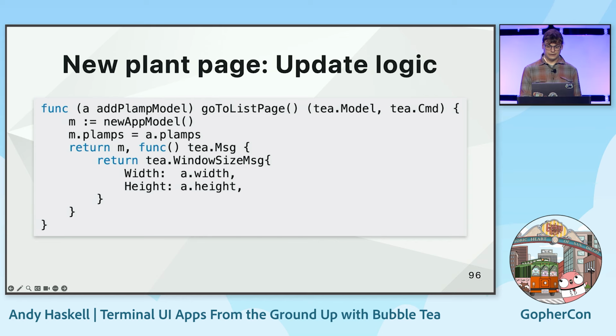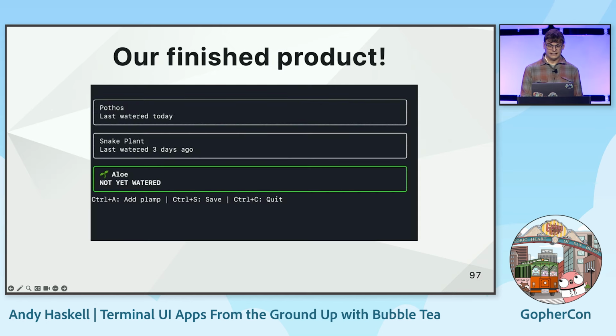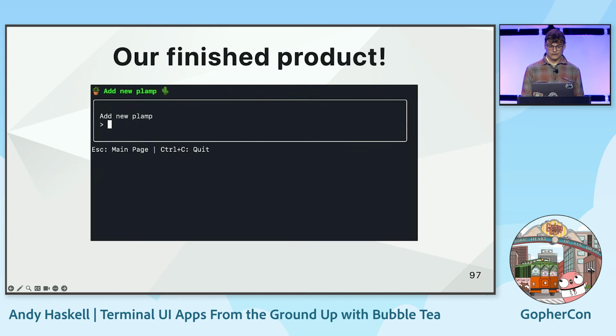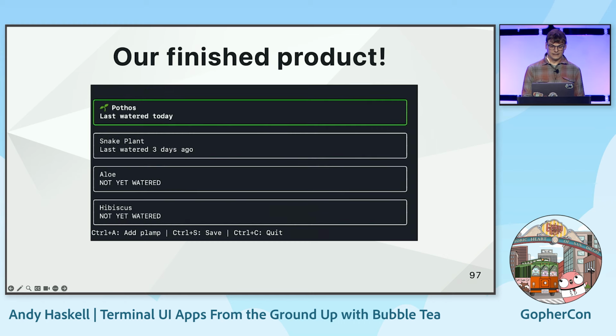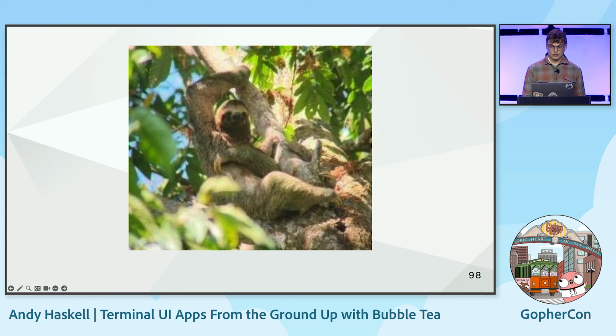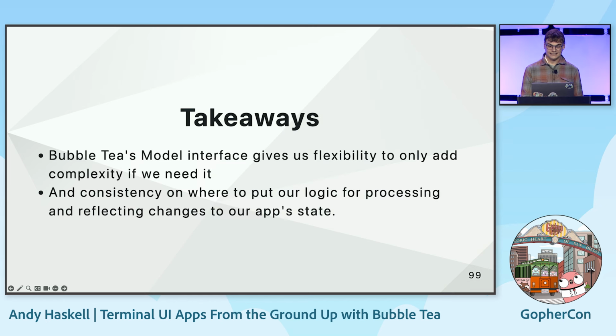So we compile the code, and we have our finished product, an app with the new plant input on its own page, so we can add a hibiscus plant, which I'm sure this sloth would be very happy about because hibiscus is one of a sloth's favorite snacks.